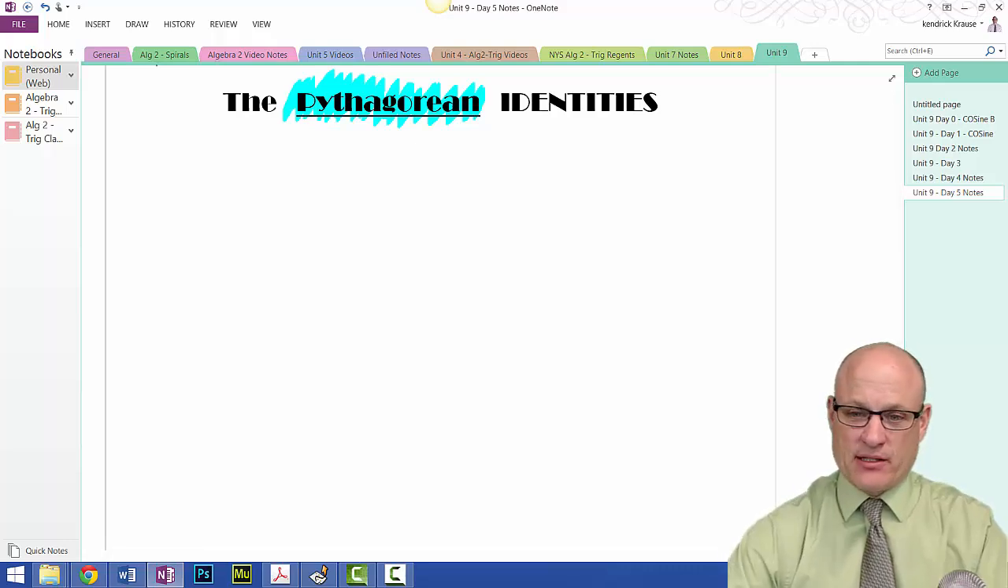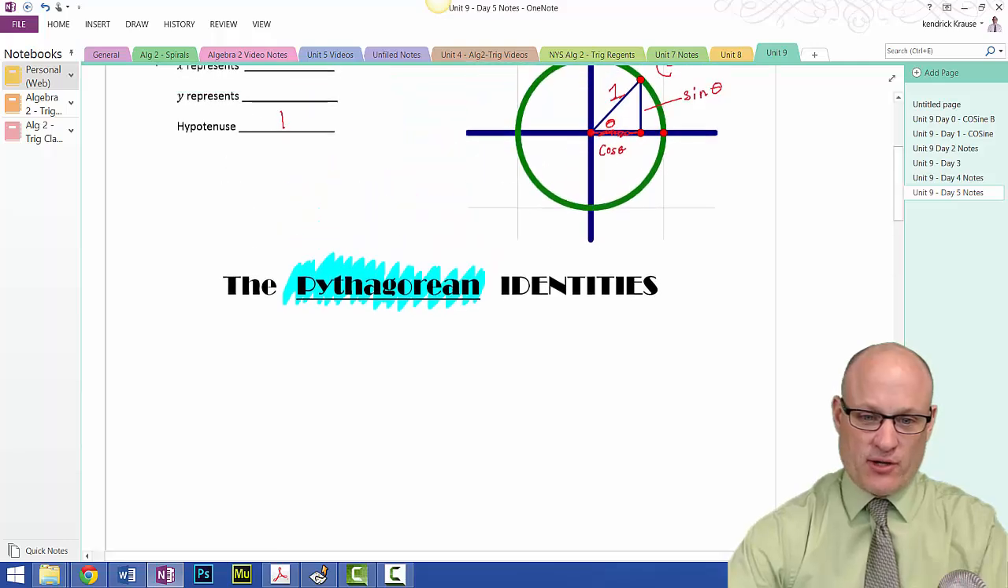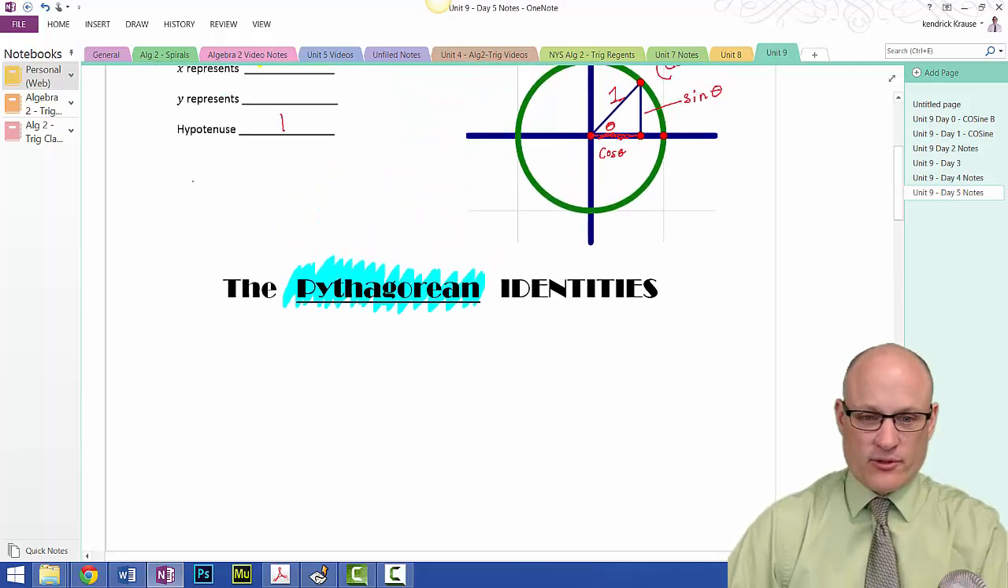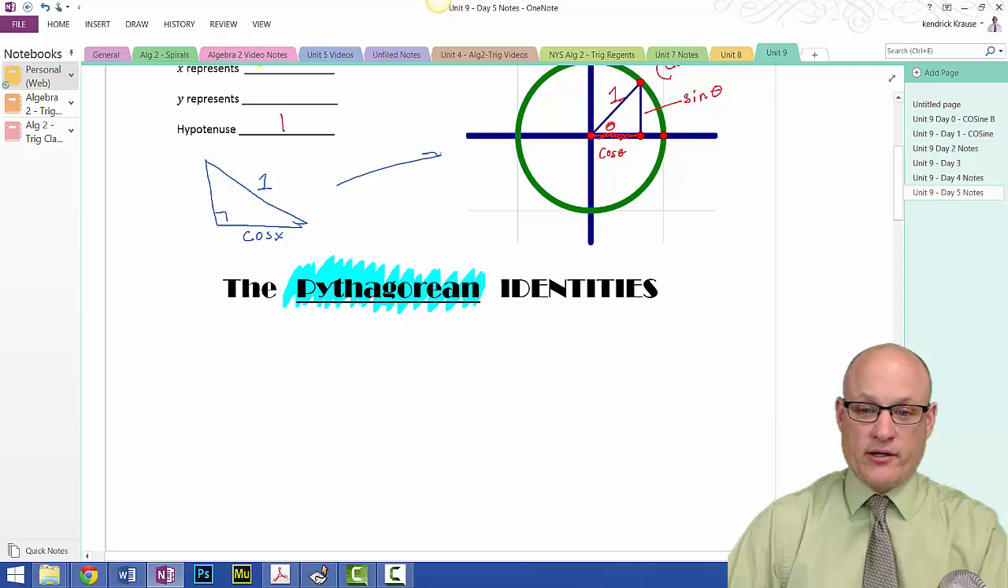Now, let's think about this. If I'm given a right triangle, let me just draw a little right triangle here for you. This pen and my drawing is not good right now. That should be a right triangle. And I know that the hypotenuse is 1. This lower value is cosine of x, as represented by this drawing over here. And this vertical value is the sine of x. Well, or theta, whatever. I'm going to use theta, actually.